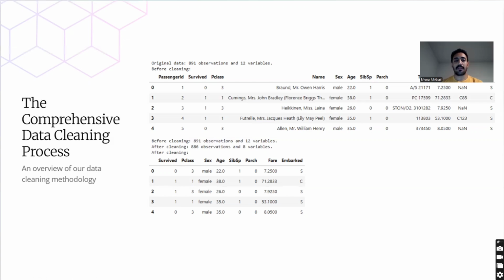First, I dropped irrelevant columns such as passenger ID, name, ticket, and cabin, which weren't useful for our analysis. Then I handled missing values by filling missing age values with the median age of passengers, and dropping rows with missing embarked values, as this was a critical categorical feature for analysis.